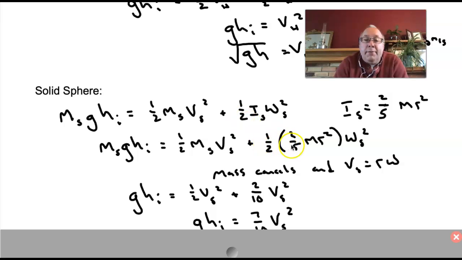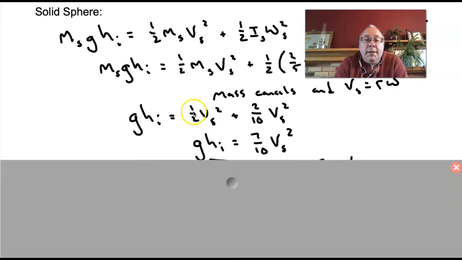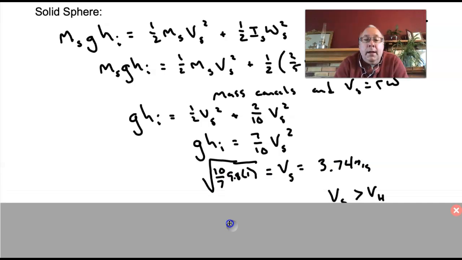And then you have 1/2 k mr squared, the 2/5 for a sphere. And when we do that, we're going to get a 1/2 v squared plus 2/10 v squared. So moving right along, 5/10 plus 2/10 is going to give you 7/10. And solving for that velocity, it's going to be root 7/10 of g times the height. And the height again is still 1. So we get 3.74 meters per second.